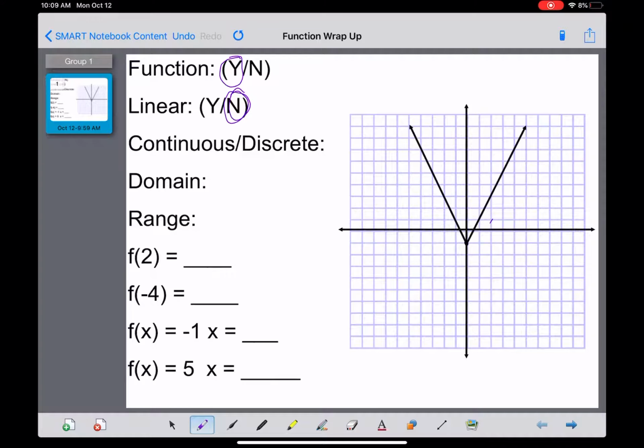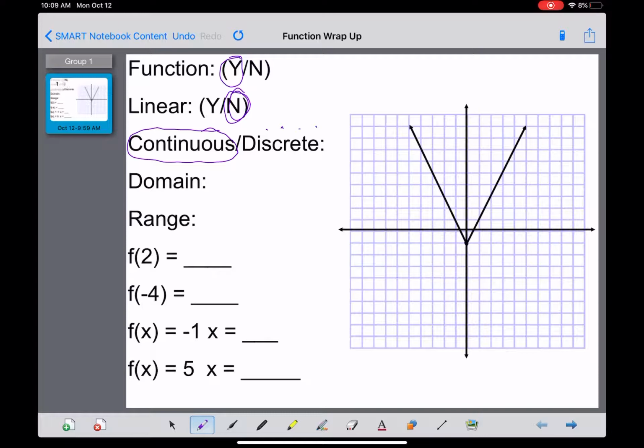Continuous versus discrete. So discrete data is individual coordinates, where I have to pick up my pencil in order to go from one data point to the next. Continuous, which is what this is an example of, moves all the way across my relation without even picking up my pencil. So this is a continuous function.